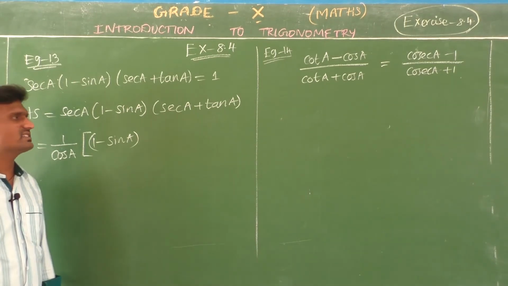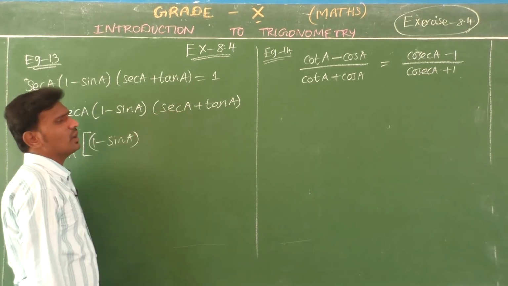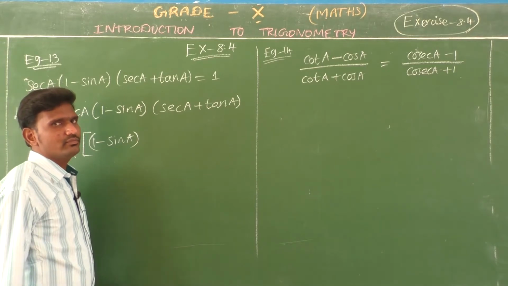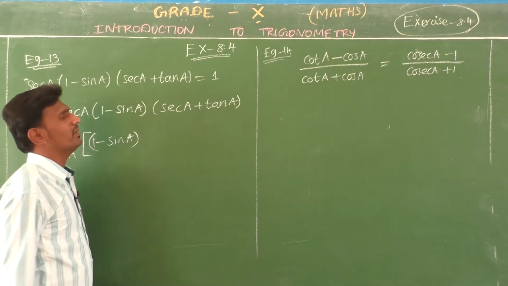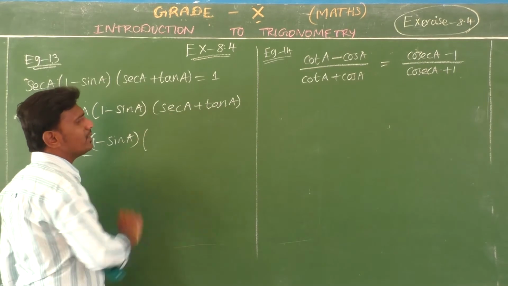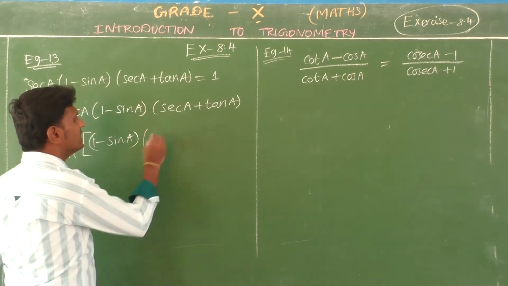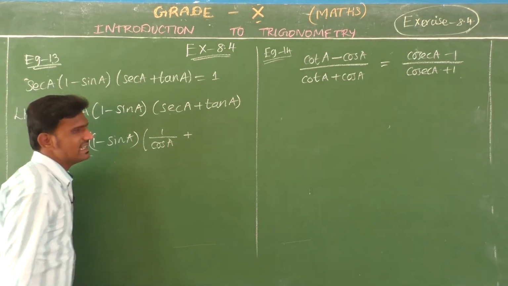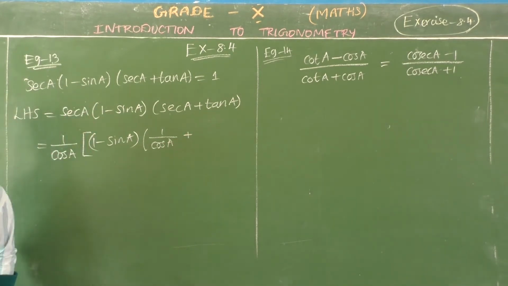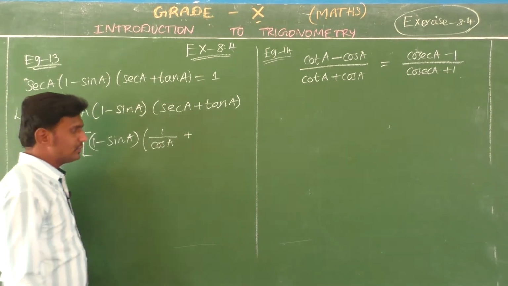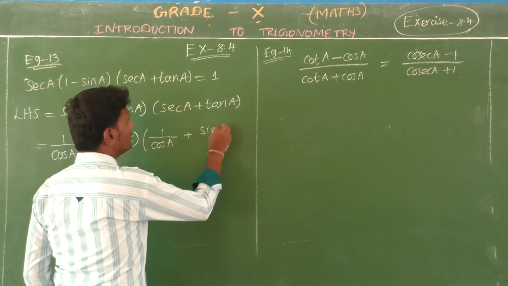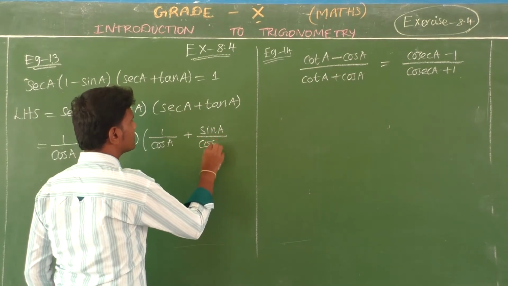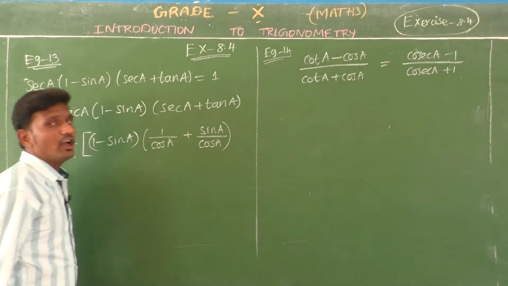Okay, yes, and in the second bracket you have a reciprocal. We want to write it in the correct format, which is secant A, that is 1 by cos A, plus tan A. We want to take the ratio between sin and cos, so sin A by cos A. This is the value of tan A.